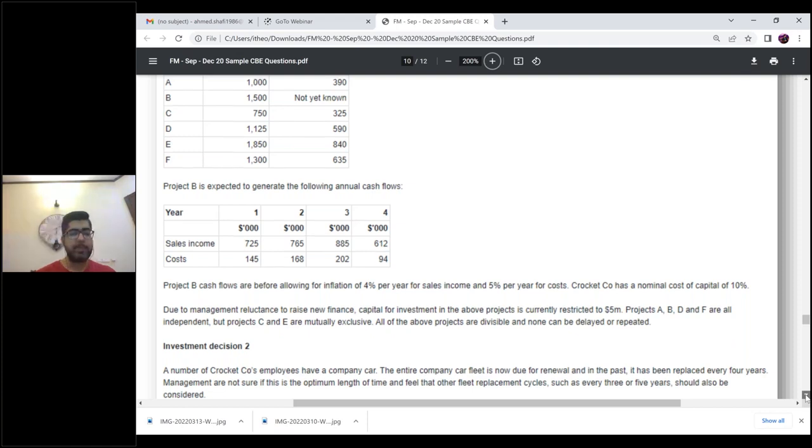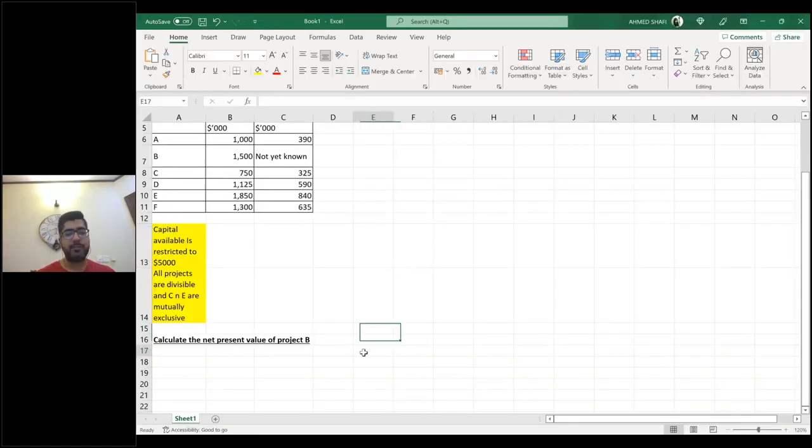Now, to calculate the NPV of project B, first we should make the columns. There is a 4-year life, so we will make 0, 1, 2, 3, and 4. And we all know that investment appraisal is usually believed to be the easiest area of financial management. We will record all the inflows and outflows.